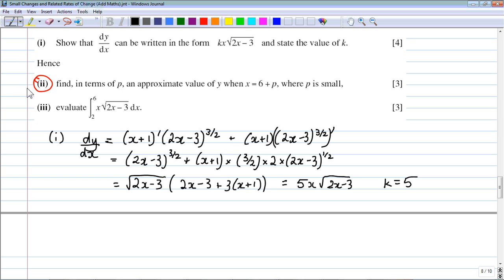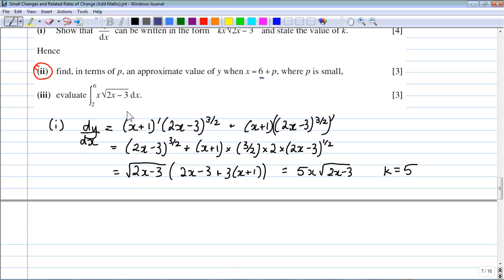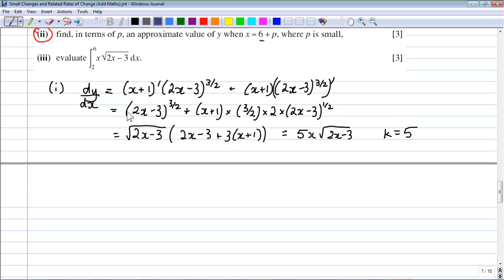So we know the value of k, so looking at the second part of the question, we need to find, in terms of p, an approximate value of y when x is 6 plus p, where p is small. So obviously here very important is the number 6. This is our base value of x. So I'm going to start by finding the value of y when x is 6.